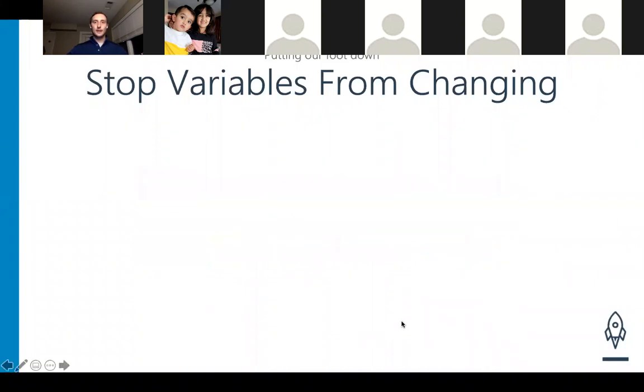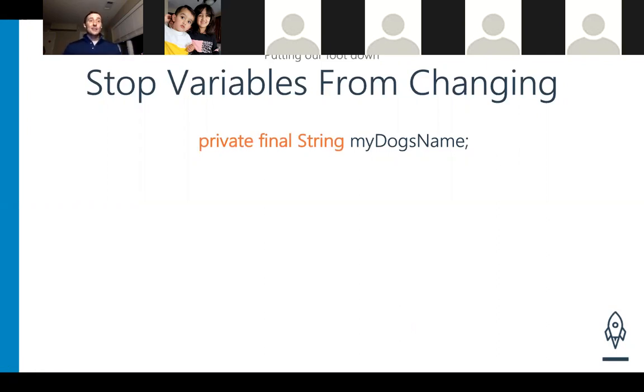Awesome. All right. Now let's move on to this final string dog's name that we were just talking about. Once I name my dog, that dog's name is not going to change. I want it to stay consistent. But I don't know what I'm going to name my dog until I pass it into the constructor.